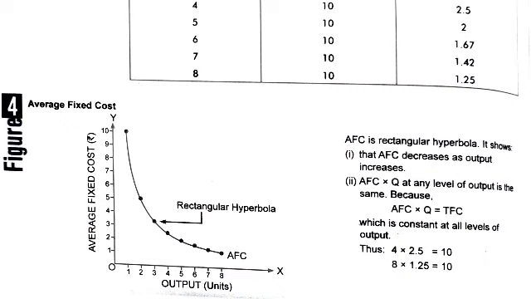It will decrease continuously as output increases. Average fixed cost multiplied by output. Average fixed cost multiplied by the units of output produced at any level of output is the same.